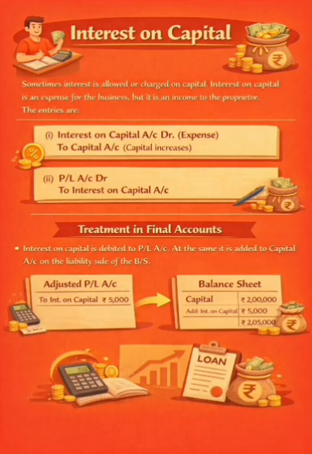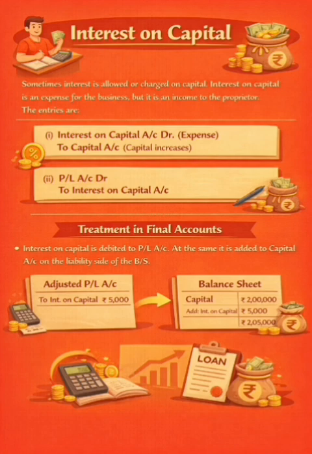Interest on capital. Sometimes interest is allowed or charged on capital. Interest on capital is an expense for the business, but it is an income to the proprietor. The entries are: 1. Interest on capital account debit to capital account. 2. Profit and loss account debit to interest on capital account.